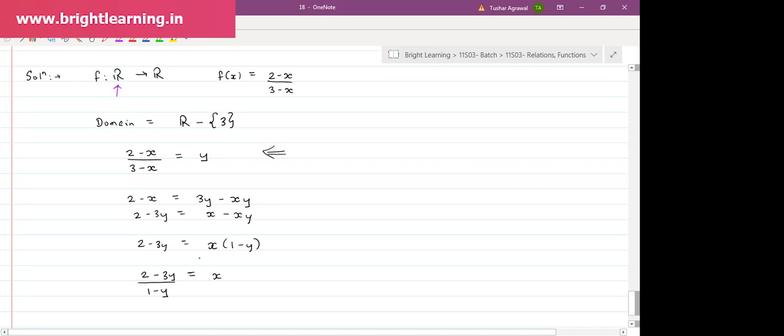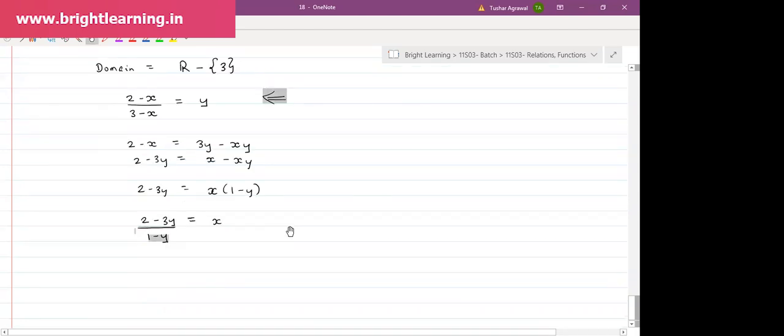Is this okay? So now I got x as a formula of y. Can you see now, since 1 minus y is in the denominator, if y equals 1, then x is not defined. X is not possible, or you can say that it does not belong to real numbers. So yes, y cannot be equal to 1. If y equals 1, then x is not possible.